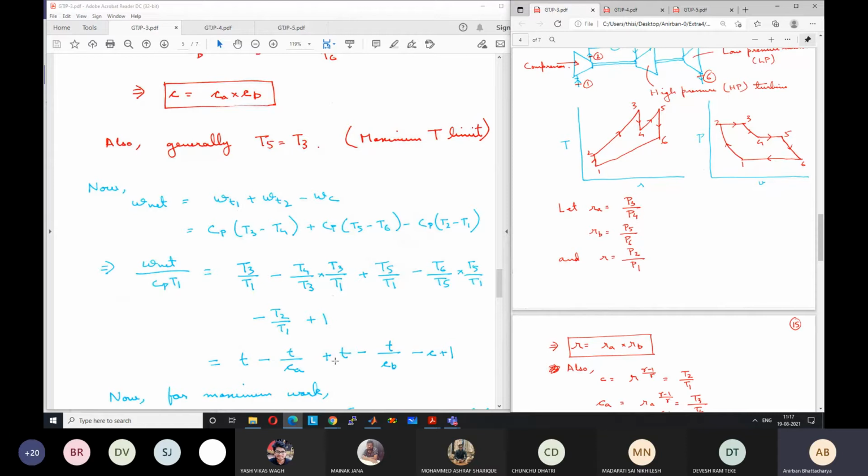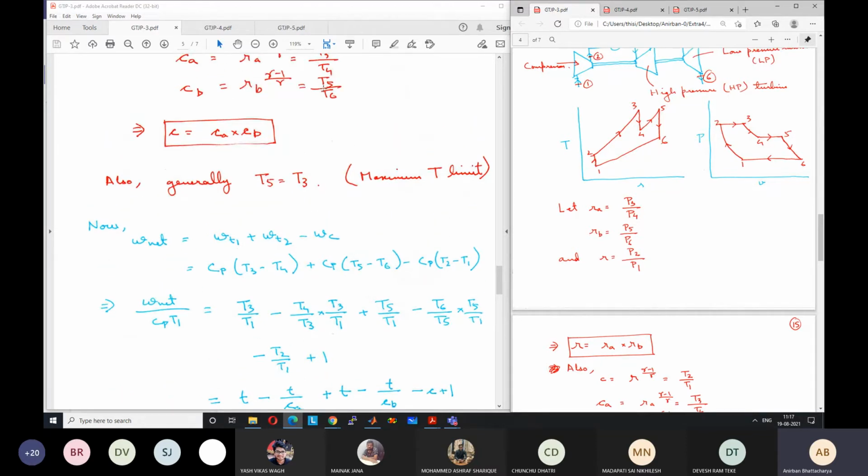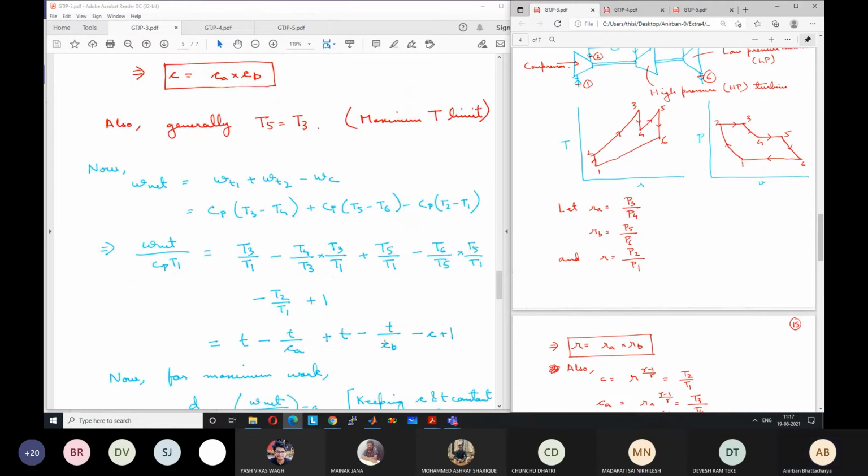So which is equal to T. And T6 by T5, we have seen, is 1 by CB. And T5 by T1 is T. So minus T by CB. T2 by T1 we have already denoted as C, and then we have 1.